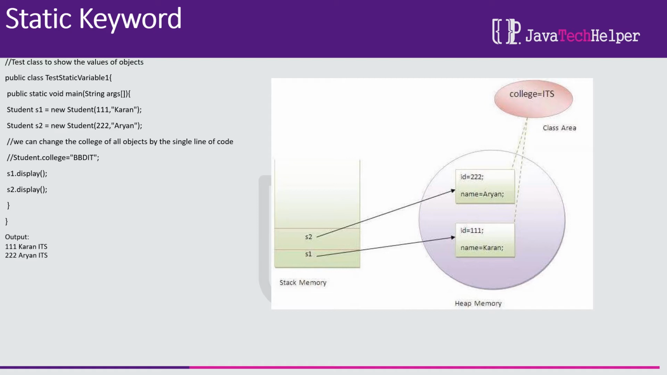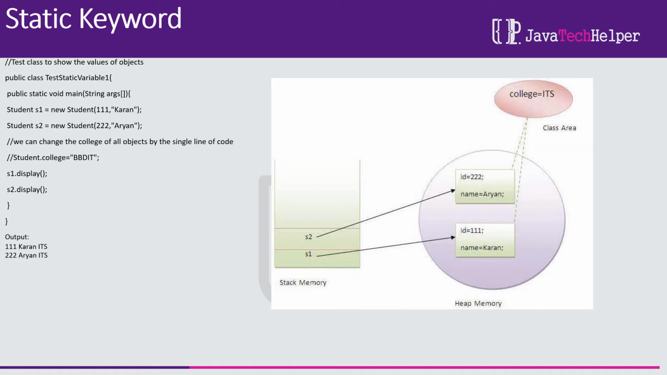We have heap memory. We create the variables when we create objects like student s1, s2. In the stack memory we have s1 and s2, and in the heap memory we have the roll number and name stored for each student. And for static, the college is already saved in the class area, that is college equal to ITS.